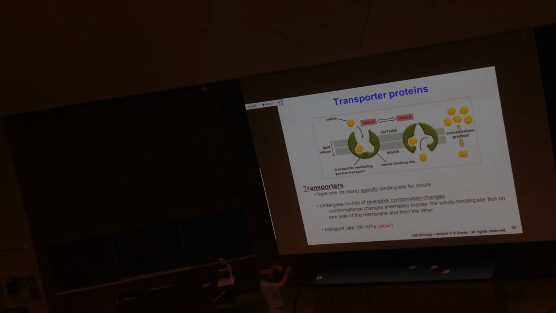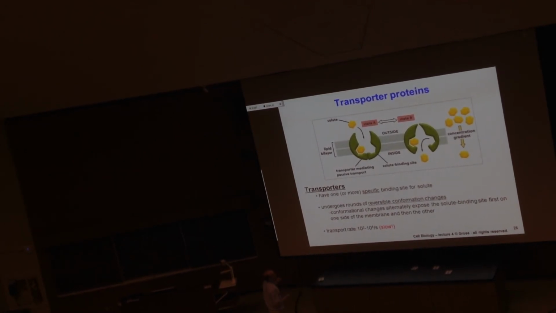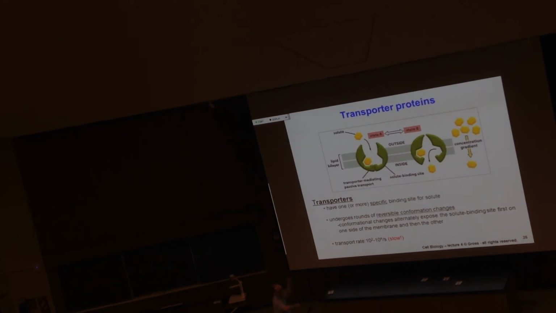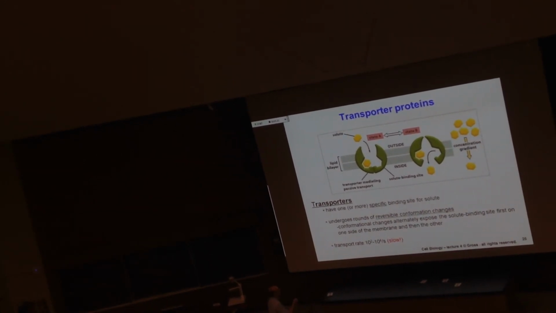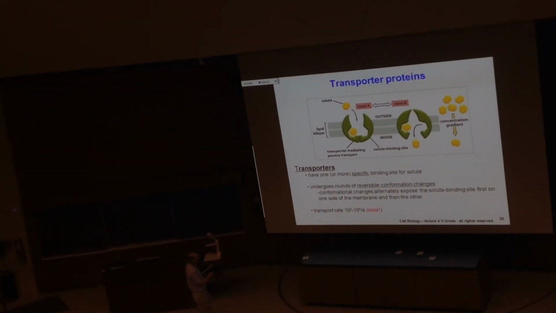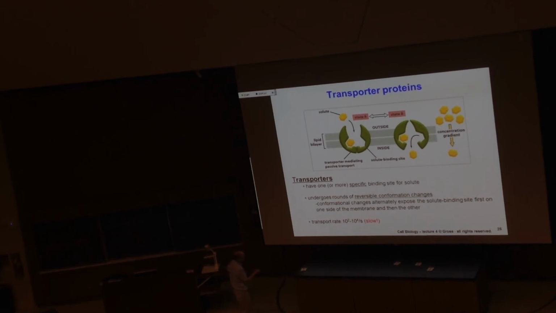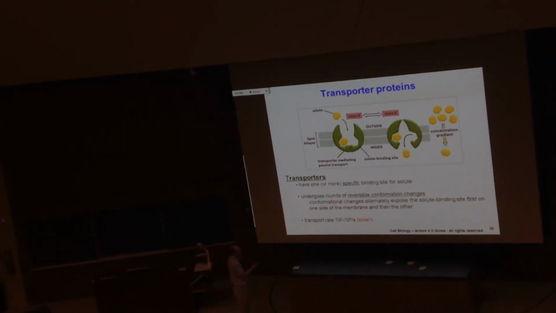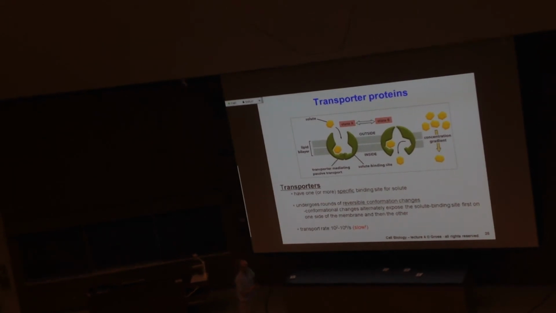It can undergo both directions, however. If there is not a concentration gradient, it's not going to lead to things on average moving one direction or the other. So the rate of transferring things across is driven by the amount of the concentration. And the transport rate is typically slow, which is about 100 to 10,000 molecules per second.